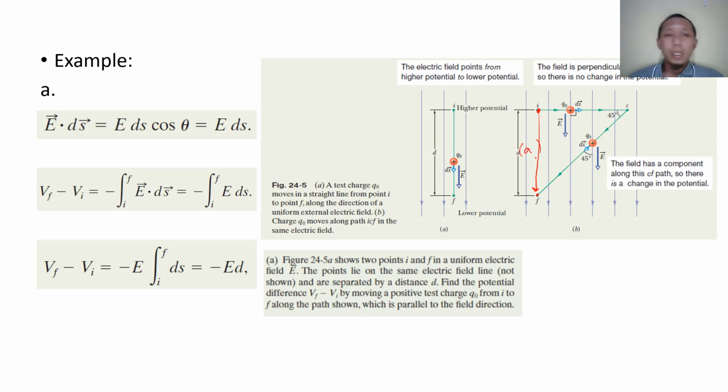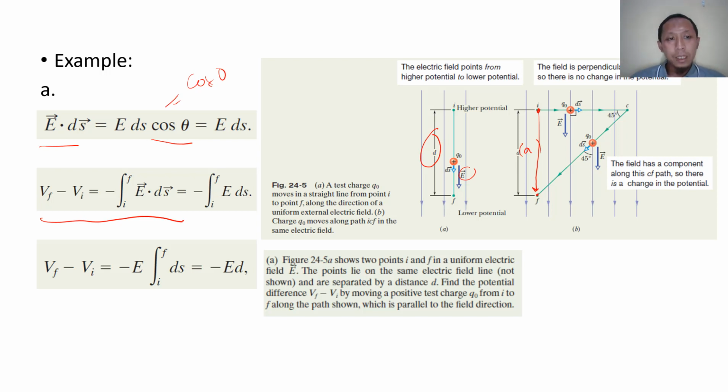Okay, so we can solve it using E dot ds. E dot ds has cosine 0 because the displacement ds and the electric field are in a similar direction. So cosine theta, which is cosine 0, is equal to 1. So Vf minus Vi is minus the integral from I to F of E dot ds, which is minus the integral of E ds.